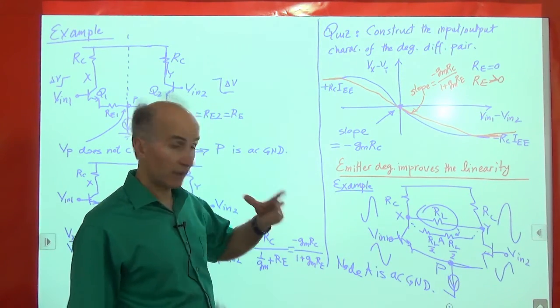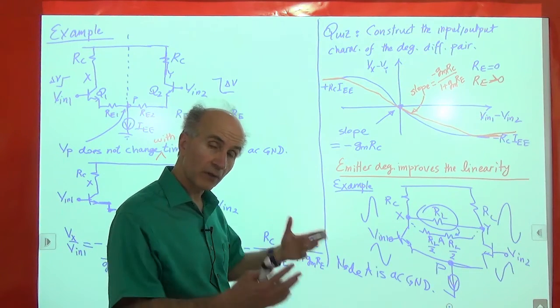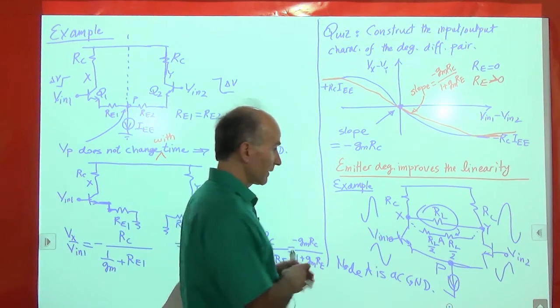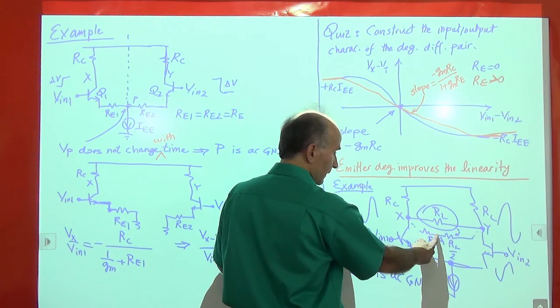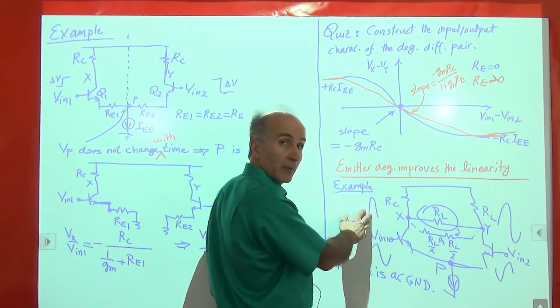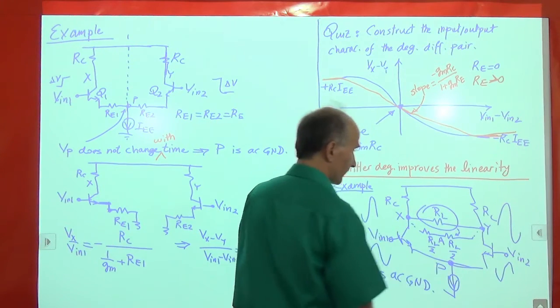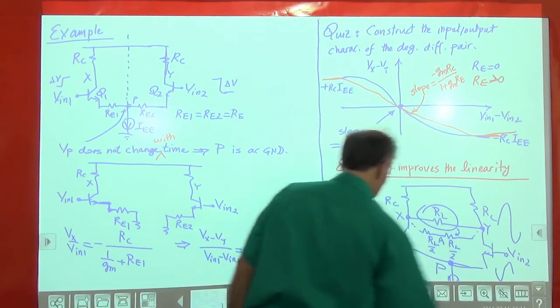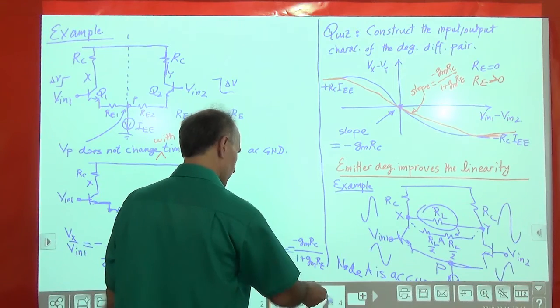Okay, so we're going to go to the next slide and now draw the half circuit. Because, you see, this is AC ground, this is AC ground. So this part of the circuit now becomes independent of this part of the circuit. So let's go ahead and do that in the next slide.